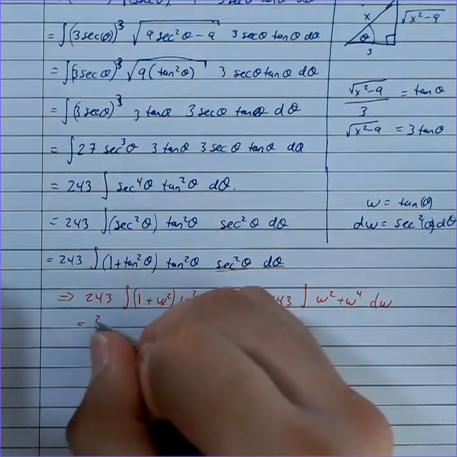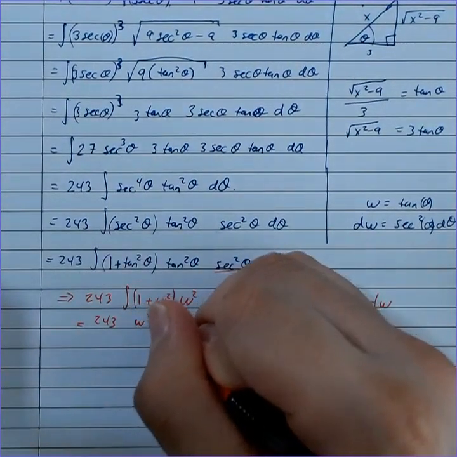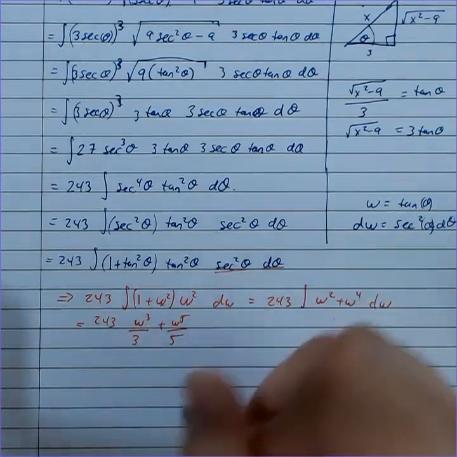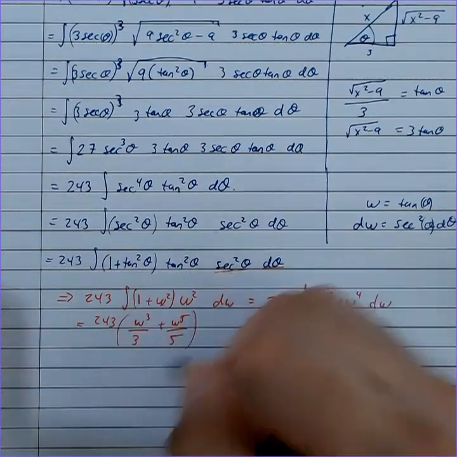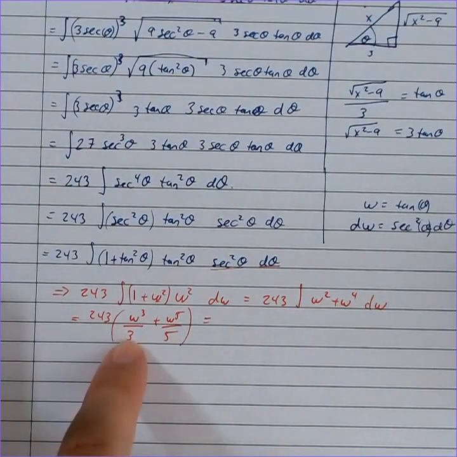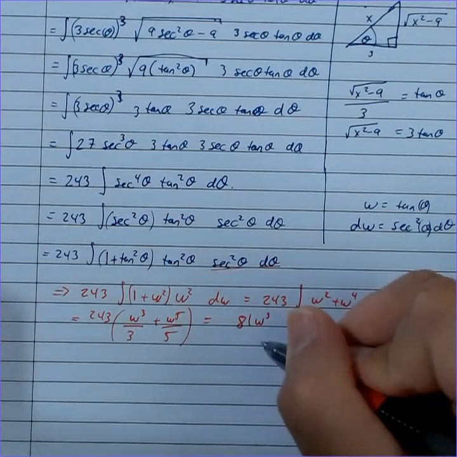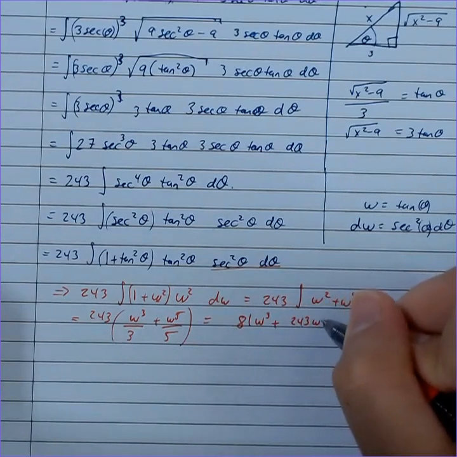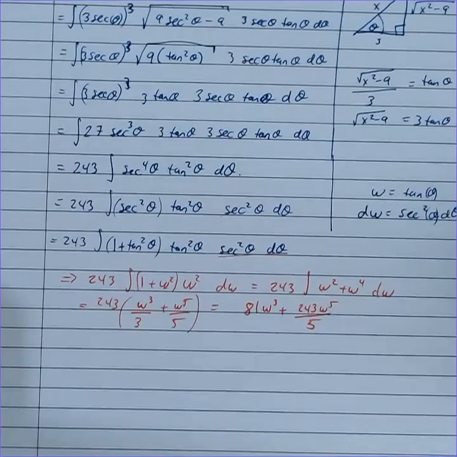Here we can write this as 243. Integrating this is going to give us w to the third over 3 plus w to the fifth over 5 plus a constant of integration, which I will worry about at the very, very end. Here, this can be distributed out. 243 divided by 3 is 81. So that's going to be 81 w to the third plus 243 w to the fifth over 5. Again, plus a constant, which we'll worry about later.